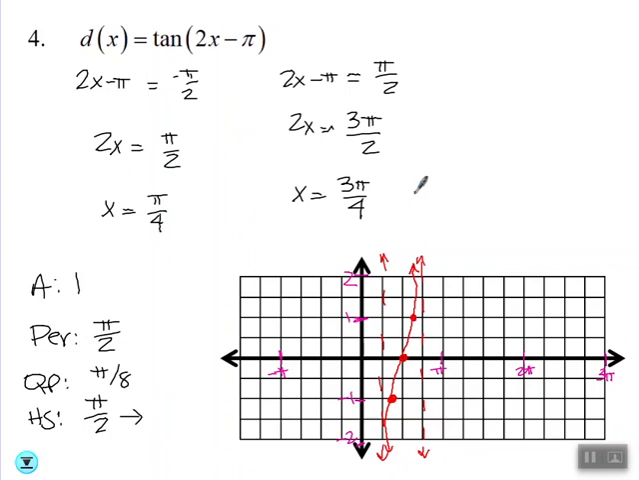The domain for this function, we have x such that x does not equal one of the asymptotes plus the period times k, where k is an integer. And that's it.